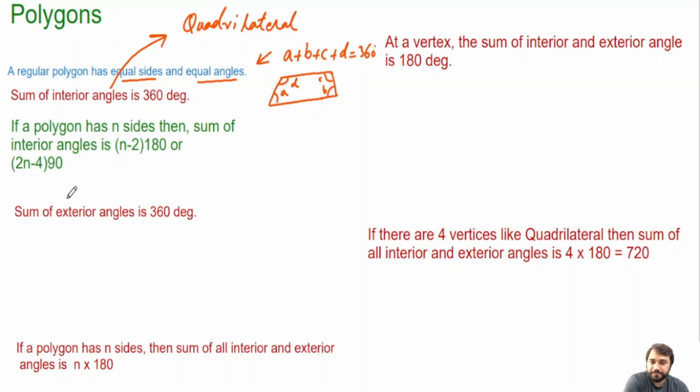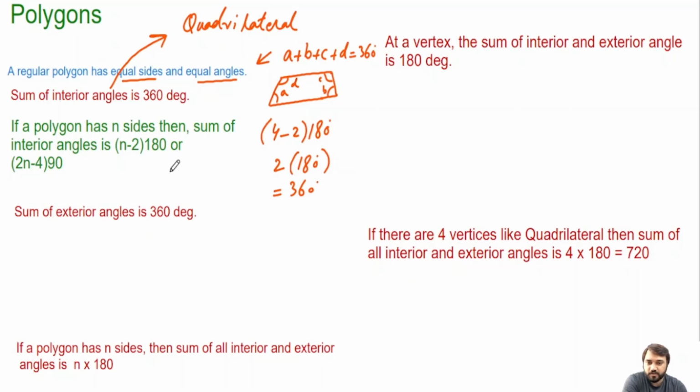The next piece of information is that if a polygon has n sides, then the sum of interior angles is (n minus 2) into 180 degrees. If you have n sides, let's say 5 sides or 3 sides. Here we have 4 sides, so just put n equal to 4 and you will get 360 degrees. I'm going to solve it for you. n is the number of sides of a polygon, so that would be (4 minus 2) into 180 degrees. 4 minus 2 is equal to 2. So 2 into 180 degrees is equal to 360 degrees.